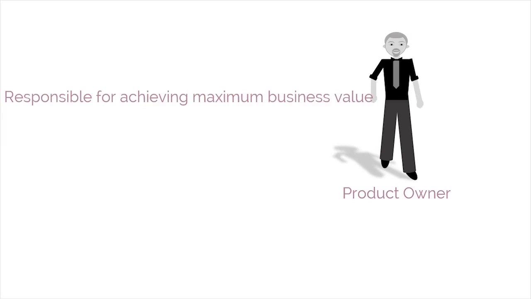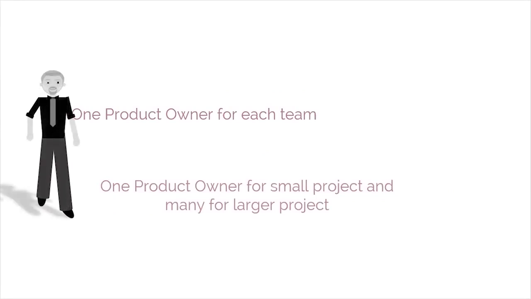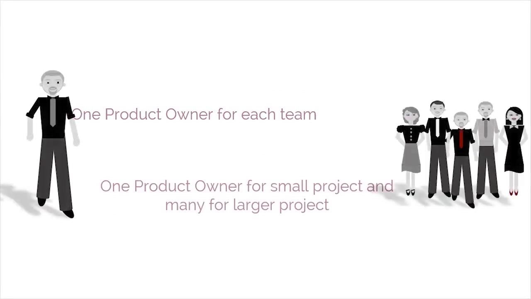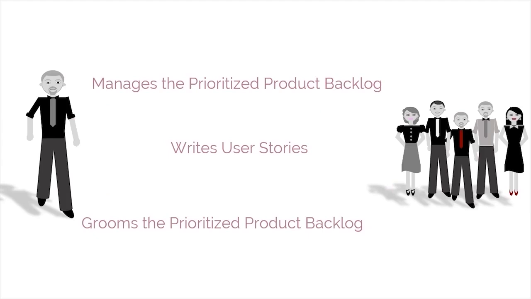He or she is also responsible for articulating customer requirements and maintaining business justification for the project. The product owner represents the voice of the customer. Each Scrum team will have a designated product owner. A small project may only have one product owner, whereas larger projects may have several. These product owners are responsible for managing their sections of the prioritized product backlog. Product owners write the user stories and manage and groom the prioritized product backlog.